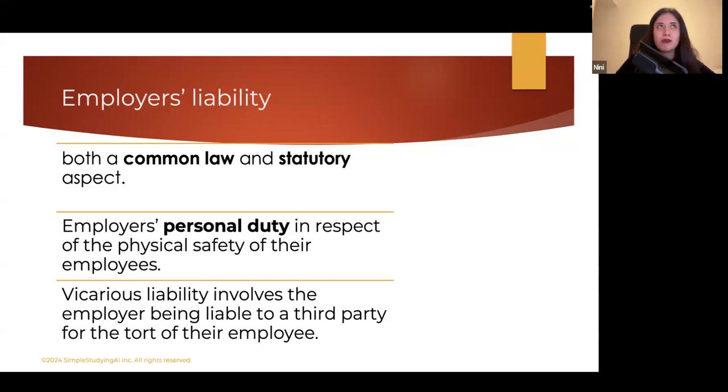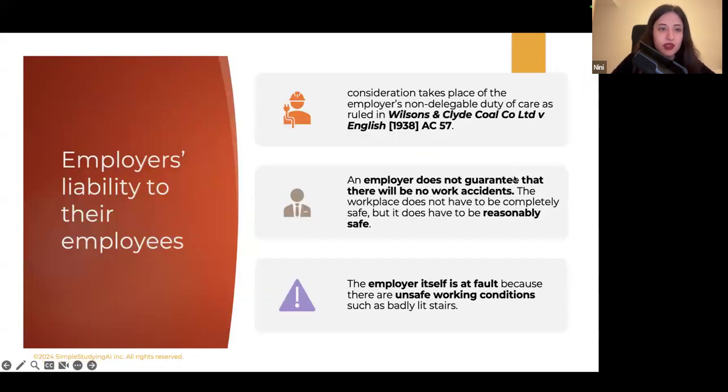Why would they do that? Because the employee may not have any money. And in tort law, it's not criminal law, they are seeking monetary compensation. So since the employee doesn't have any money, they are going to try to sue the employer instead, who will most likely have more money, or they will have insurance, and then insurance will be liable for payment.